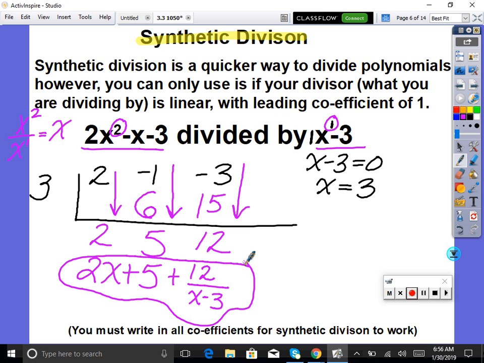So don't we know for a fact that 3 is not a solution of this quadratic? If that's not a linear factor, then that's not a solution. Does everybody see how we can kind of use this maybe in the future? Okay, awesome. So that would be your answer. We'll do another synthetic division one.